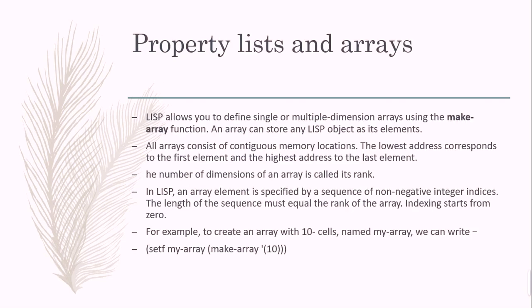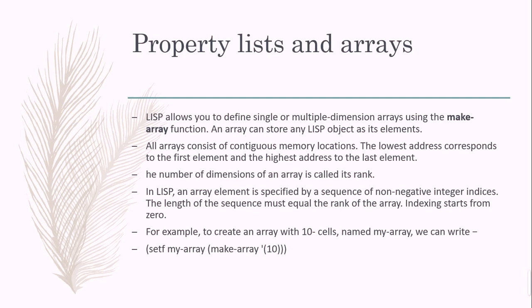Coming to the fresh topic, that is property list and arrays. So what is property list and arrays? They say LISP allows you to define single or multi-dimensional arrays using the make-array function. An array can store any LISP object as its elements. All arrays consist of continuous memory locations. The lowest address corresponds to the first element and the highest address to the last element. So this is telling that the lowest address contains the first element, and the highest is the last.